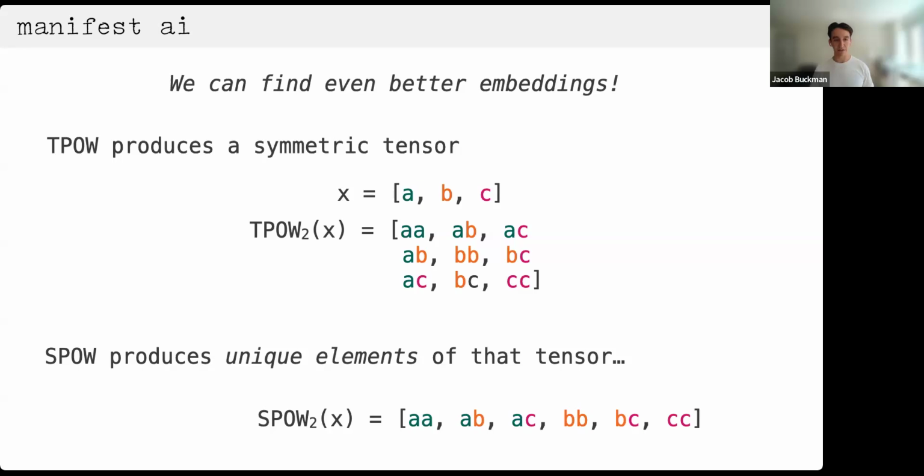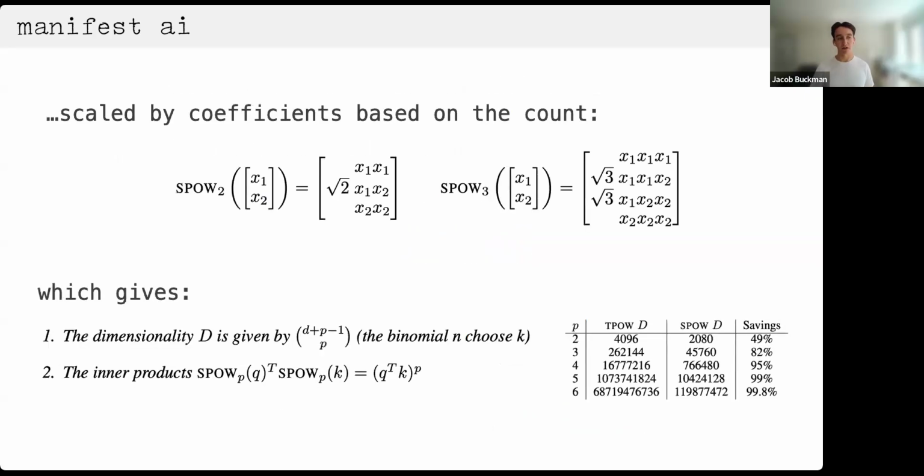The tensor power here, you can see the terms are symmetric across the diagonal, which means you can remove about half the terms. And actually, the larger the dimensionality is, and also the larger the power is, the more symmetry is available to be exploited. So you can see in the table on the bottom right here, basically the larger your power is, you can get 99% of the state elements removed and still get the exact same mathematical properties.